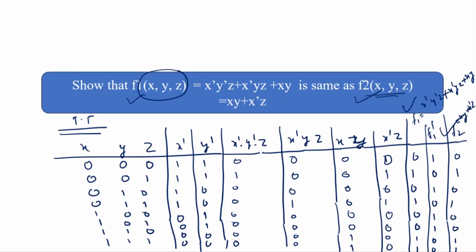Or another way to find a complement is to form the dual of the function. So for finding the complement, we form the dual of this. What will be the dual of this? The dual is x complement plus y complement plus z dot x complement plus y plus z dot, where the plus operator is replaced by dot, x plus y. This is the dual of this function.